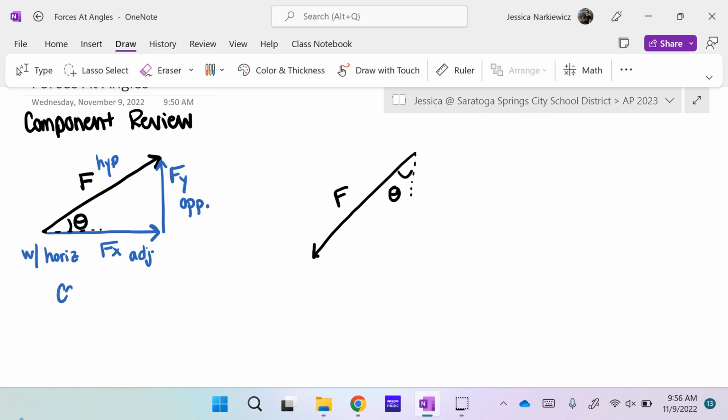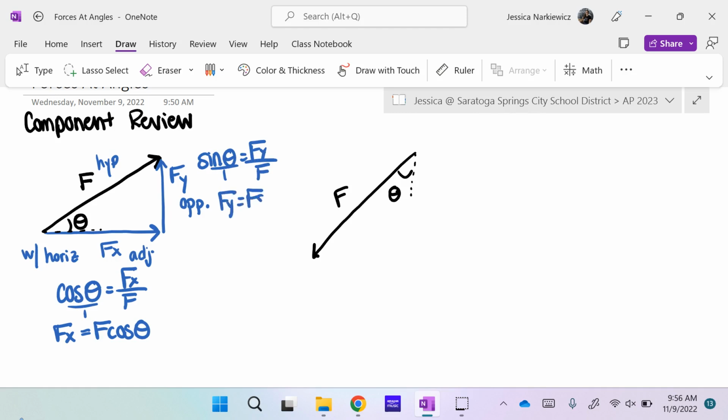Since Fx is the adjacent and F is the hypotenuse, that tells me adjacent over hypotenuse, that sounds like cosine. So the cosine of that angle would be Fx over F. If I wanted to find Fx, I can cross multiply, so I get Fx equals F cosine theta. I can do something similar for Fy. With opposite and hypotenuse, that sounds like sine. So sine of theta is Fy over F. I cross multiply, so my y component here would be F sine theta. So that's how I can find the components with the angle with horizontal.